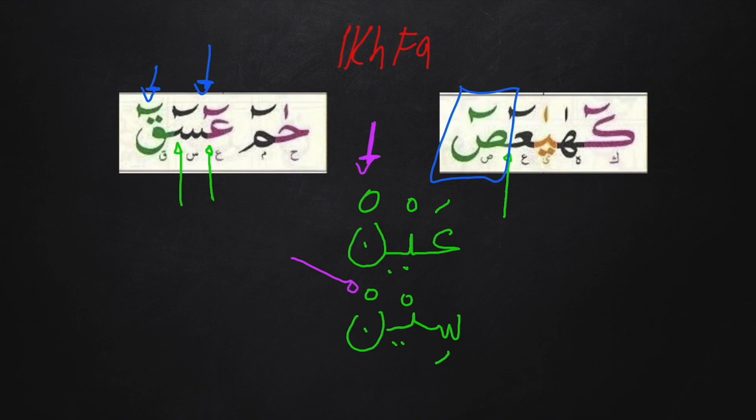Ikhfa. Kaf Ha Ya Ain Sad, that ikhfa, the ghunna is full mouth because Sad is a full mouth letter. Hamim Ain Sin, that ikhfa is light because Sin is a light letter, but Sin Qaf, that one is full mouth because Qaf is a full mouth letter.